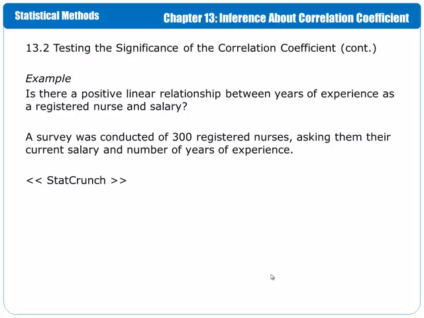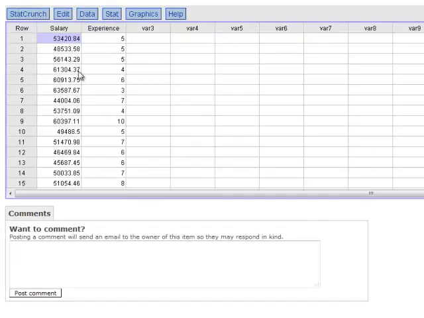For example, is there a positive linear relationship between years of experience as a registered nurse and salary? A survey was conducted of 300 registered nurses, asking them their current salary and number of years of experience. Here in StatCrunch we have the salaries as well as the years of experience for the nurses.